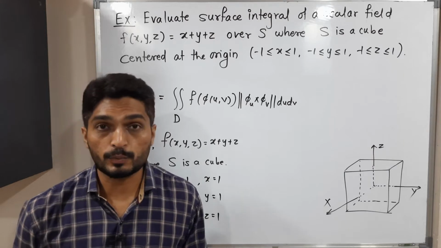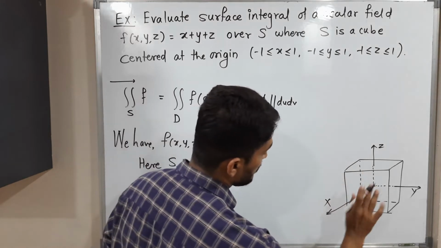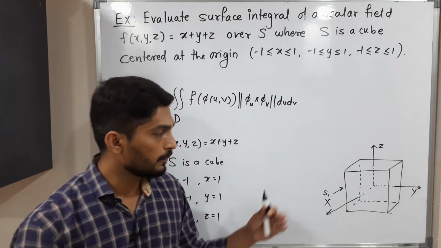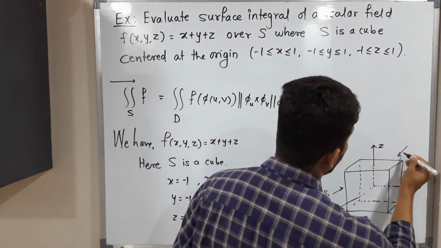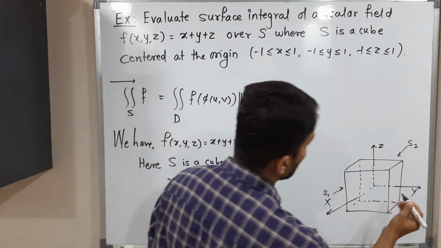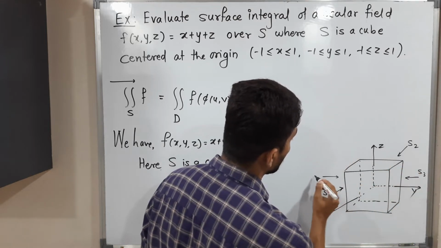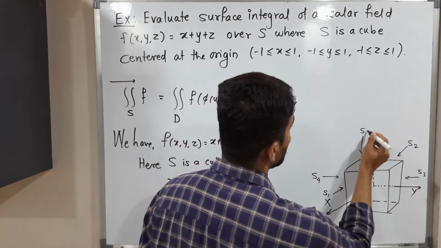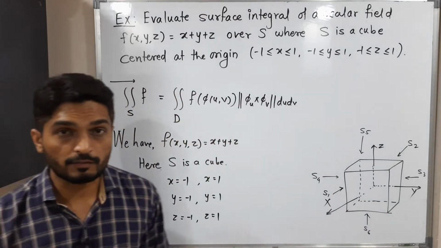So these 6 surfaces we have, let us call them S1, S2, S3, S4, S5 and S6. So x is equal to 1, this front surface I am calling S1. One more surface we will have at the back side of that cube, at x is equal to minus 1, I am calling it S2. At y is equal to 1 we have one surface, this is S3. On this side we have the surface S4. At the top we will have one surface, I am calling it S5, and at the bottom we have one surface, I am calling it S6. So total 6 surfaces we have.